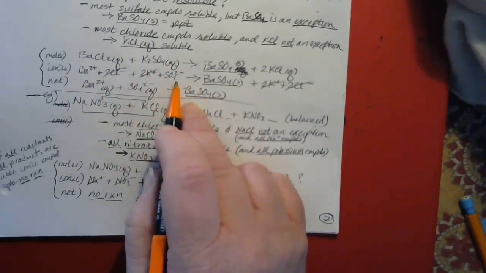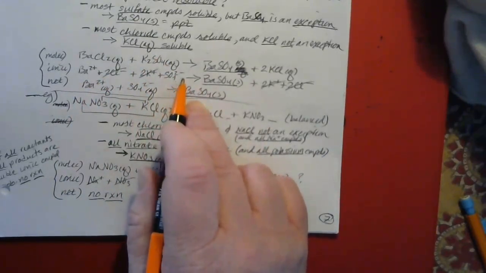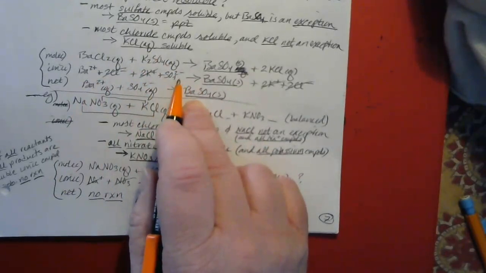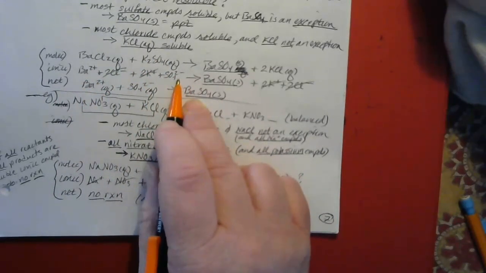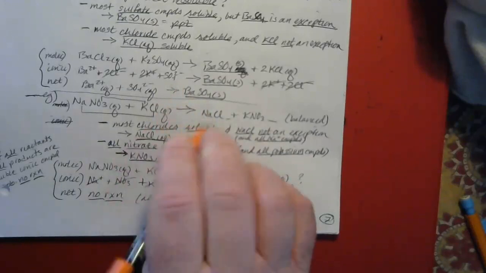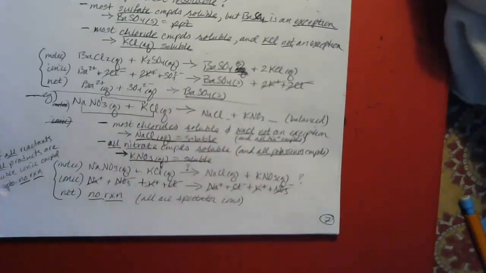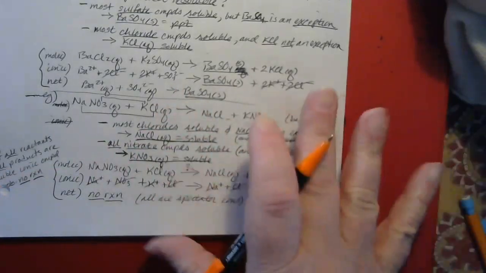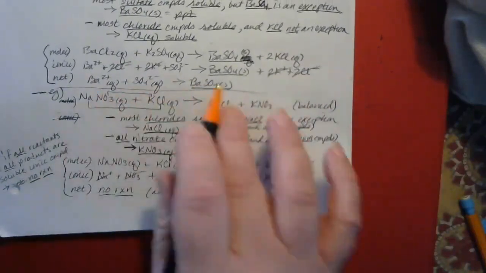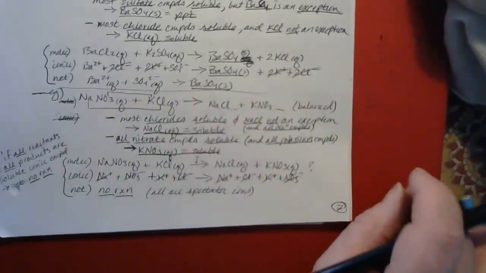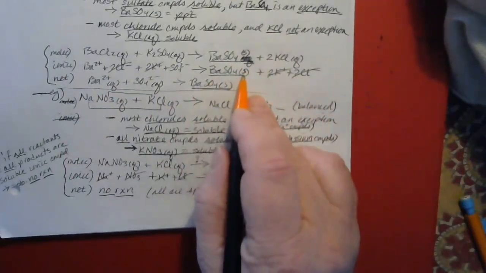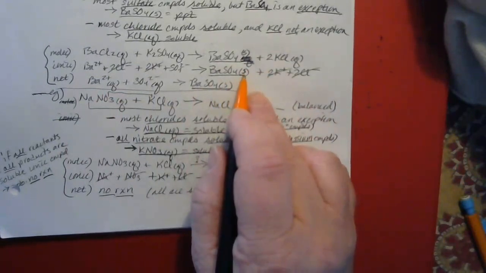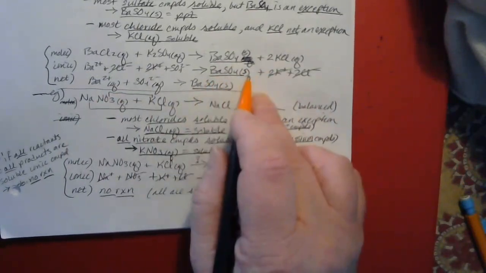Because it's tedious to write the little AQ over and over again, I do have a habit of often dropping the phase label aqueous and just writing in a phase label if it's anything other than aqueous. And unless I tell you otherwise on a test or a quiz, I'm okay if you do that also. So basically, we assume everything is aqueous unless we state otherwise. So when we write the formula for BaSO4, we need to write in S for solid because that's not aqueous.